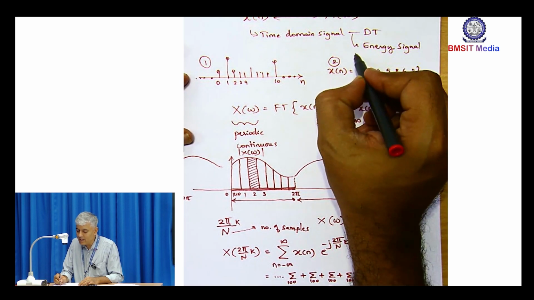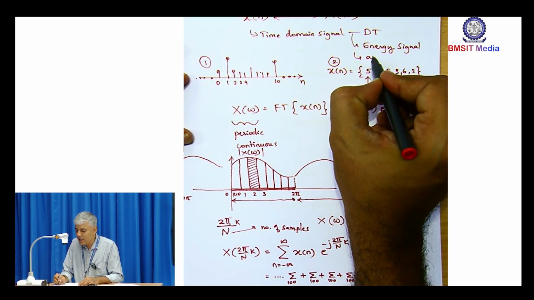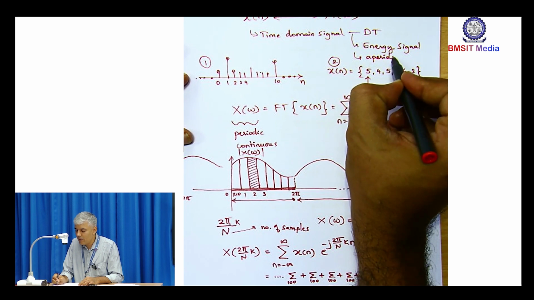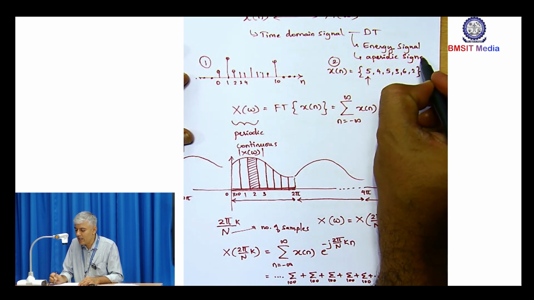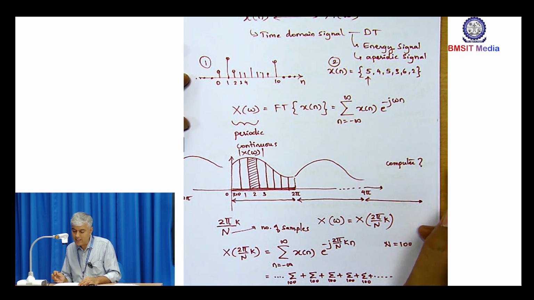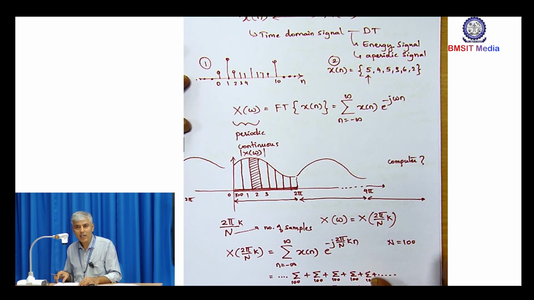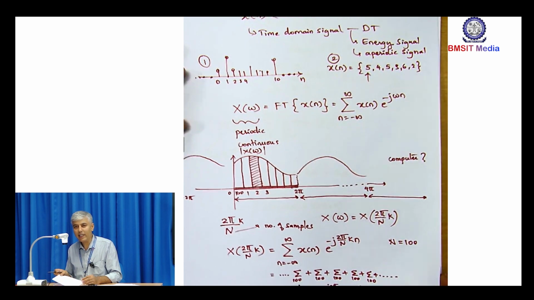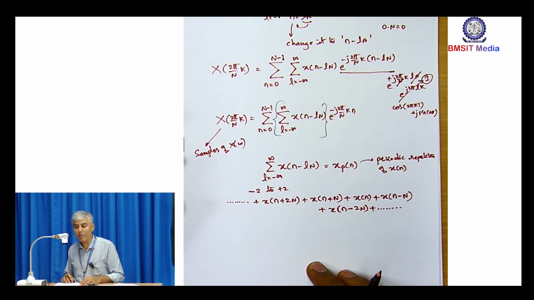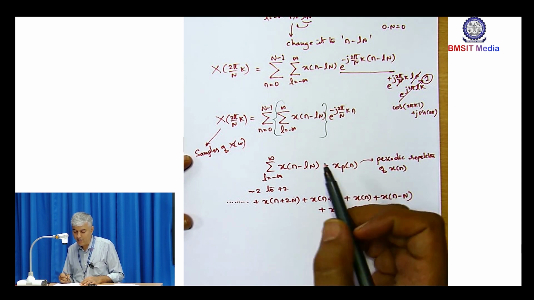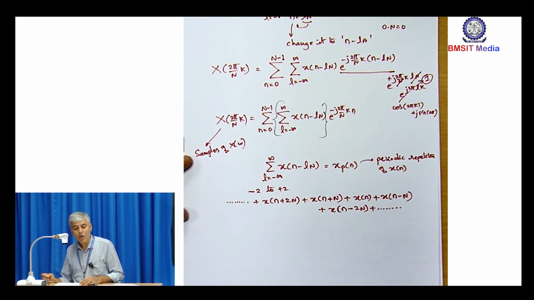So, energy signal means it is an aperiodic signal. This signal, which is aperiodic, is actually being treated as a periodic repetition of the aperiodic signal in the Fourier domain representation. So, this whole concept can be further taken in terms of the Fourier series.